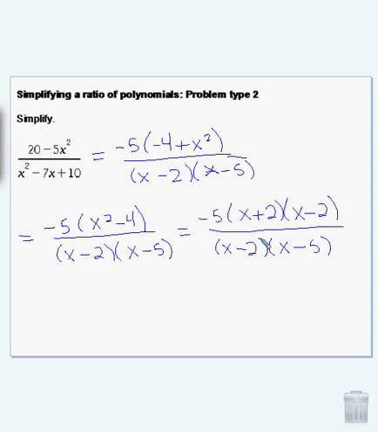Looking at this, my x minus 2 and x minus 2 will cancel, which leaves me with negative 5 times x plus 2 over x minus 5. I can leave that negative up here in the numerator. We just don't want to ever leave them in the denominator. That is completely simplified.